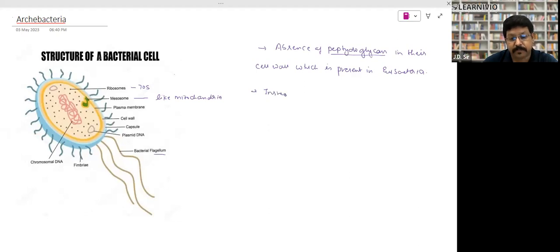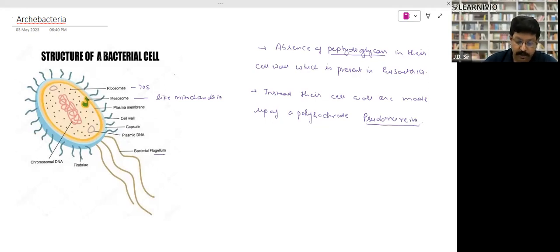Instead, their cell wall is made up of a polysaccharide, pseudomurein. Polysaccharide means sugar. Pseudomurein is a type of complex carbohydrate, right? And it makes them different.